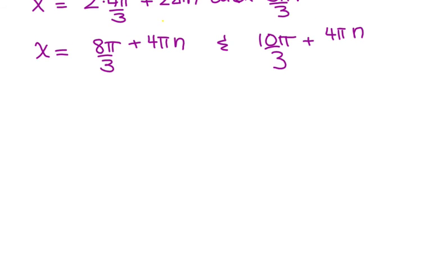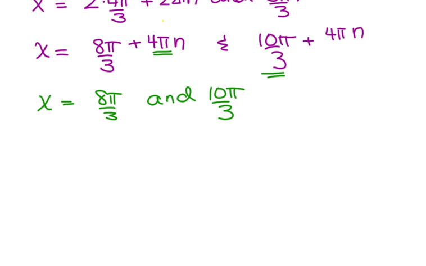All right. Now, if you'll notice, if we want the solutions just for the first revolution, we would just say x equals 8 pi over 3. You can't add anything more because it would be outside. And 10 pi over 3. If I add 4 pi, we're going to be outside that first interval. So our two solutions are 8 pi over 3 and 10 pi over 3.